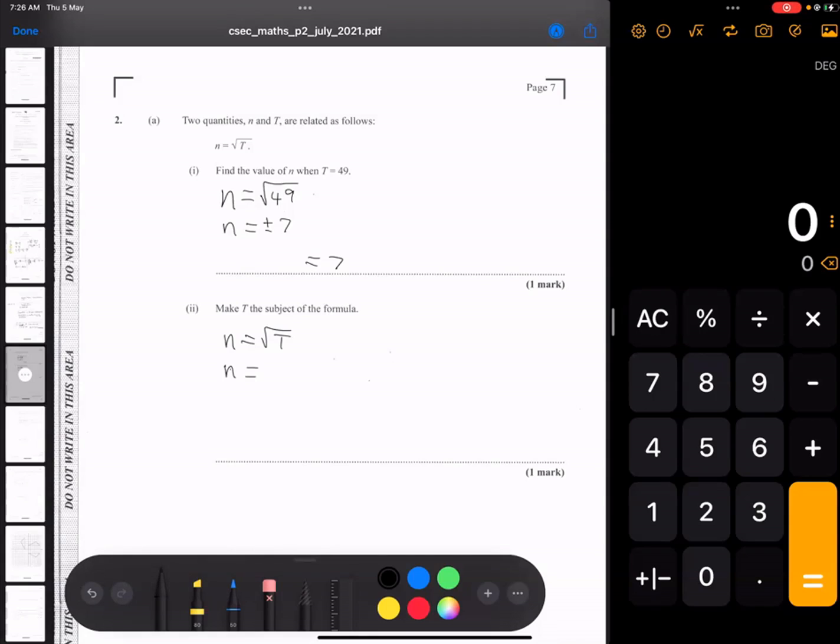we would have to do the opposite of square root, which would be square. And whatever you do on one side, you do on the other side, which would then give us n squared equal to t, because square and square root cancel each other. And if you just want to switch which side the t is on, you could do that. T equals n squared. Alright, let's move on.